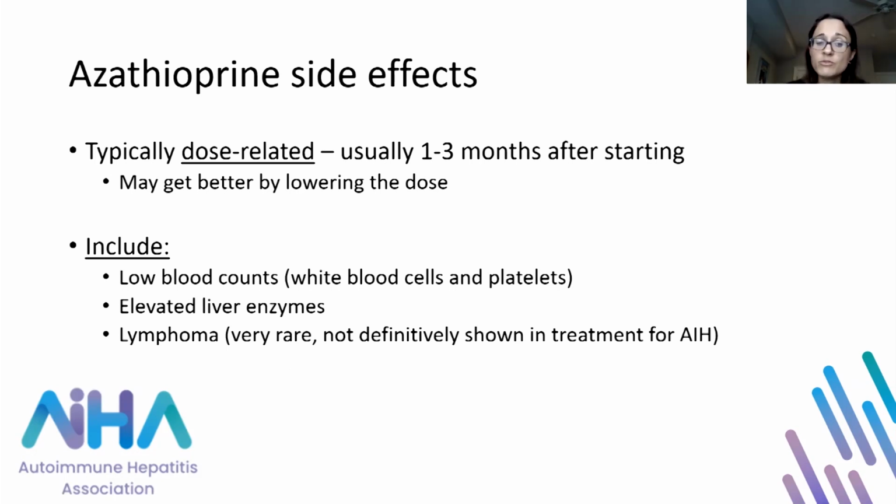And then lymphoma has been reported in patients who are being treated with azathioprine for other illnesses. In particular, it's been studied in inflammatory bowel disease. This has not been definitively shown in patients with autoimmune hepatitis. And in fact, I'm working on a research study with some colleagues looking into this very question. So it's a little unclear. However, it has been reported in patients who are being prescribed azathioprine for other diseases.